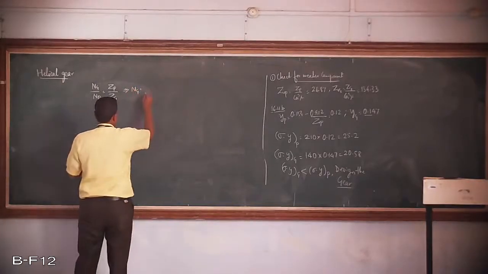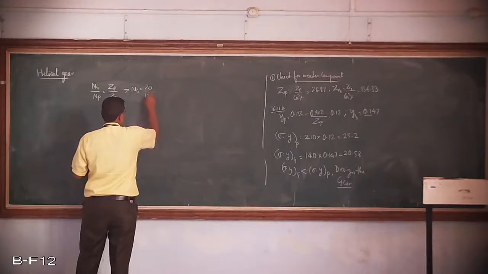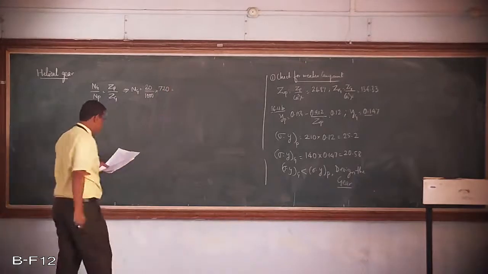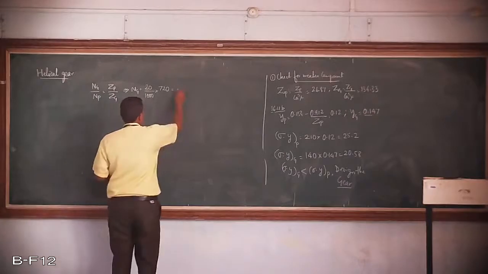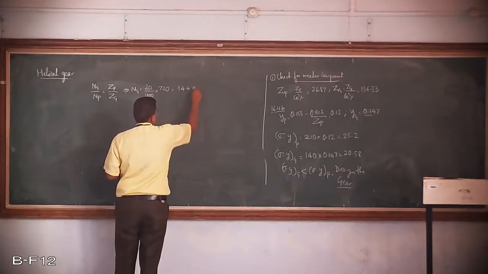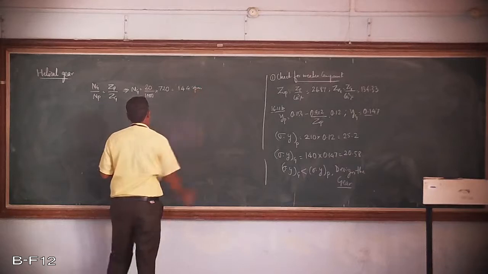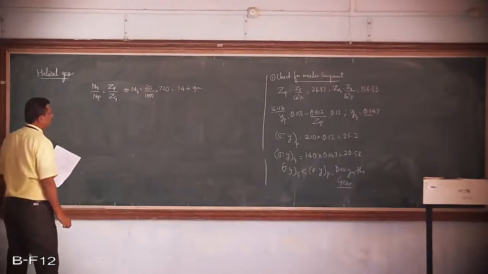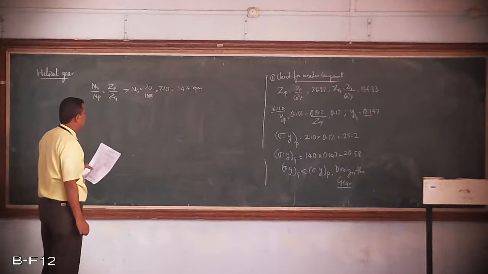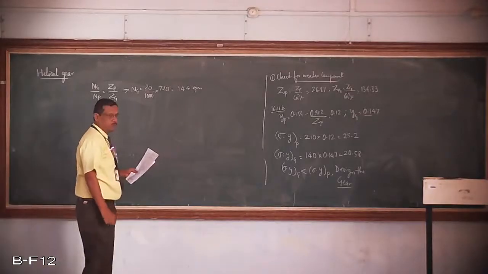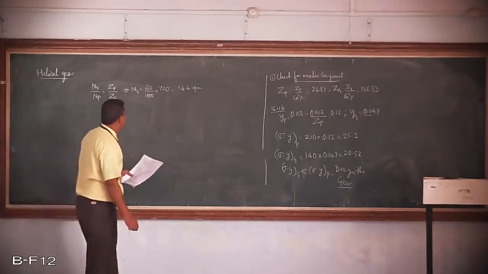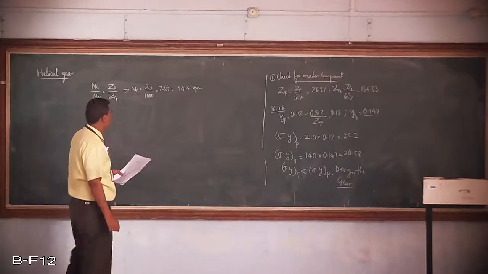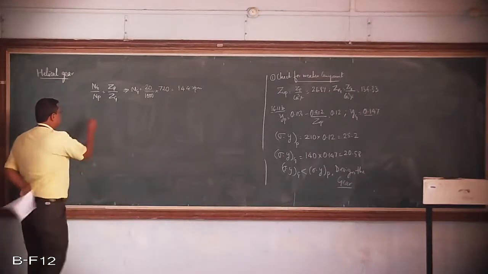Z of pinion is 20, divided by Z of gear, which is 100, into RPM of the pinion, which here is given as 720. Therefore, it comes to around how much? It comes to 144 RPM. That is 1/5. It comes to about 1/5. Therefore, 144 RPM is the RPM of the gear. Now let us calculate the velocity of the gear.